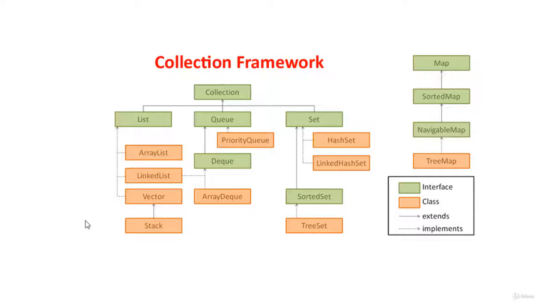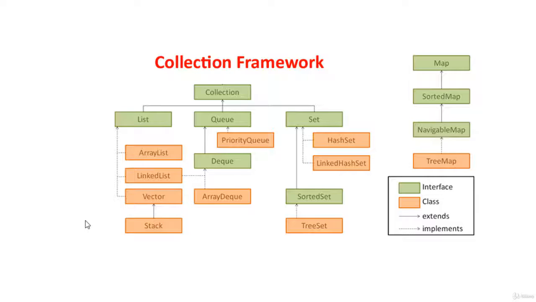After that we have the set interface, that is a child interface of the collection. So hash set and linked hash set are the two classes that implement the set interface, and there is a sorted set interface that extends the set interface. Now there is a tree set class that implements the sorted set. So this is the collection framework. We will discuss all these interfaces and classes in our next videos. This is just the introduction video of the collection framework.